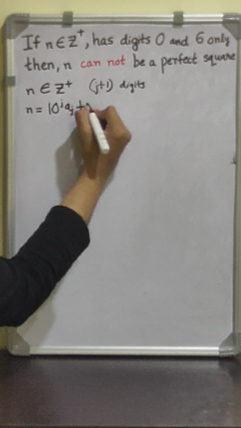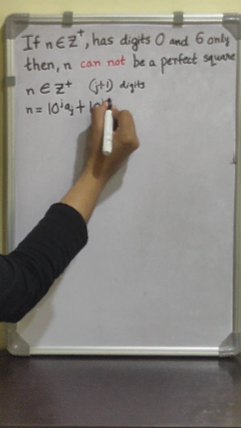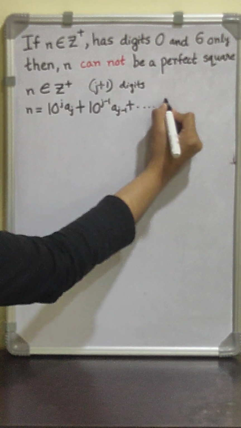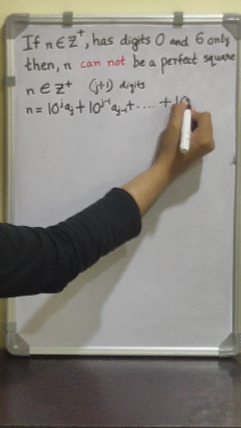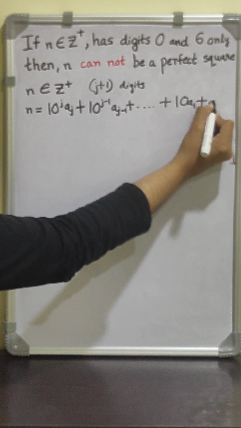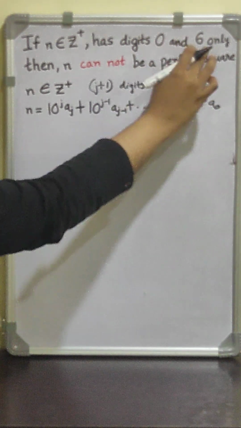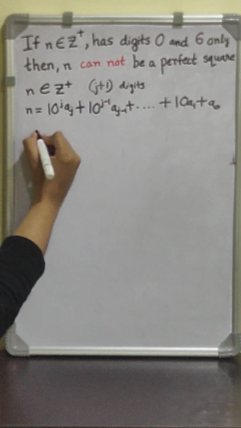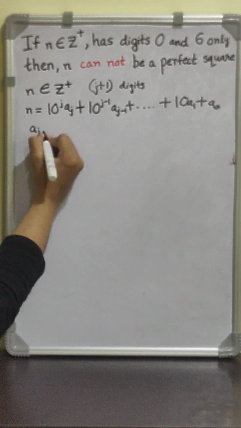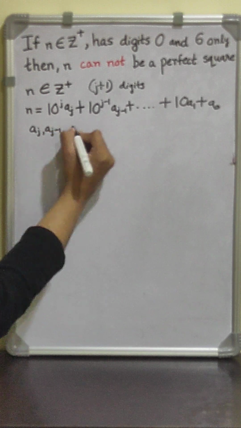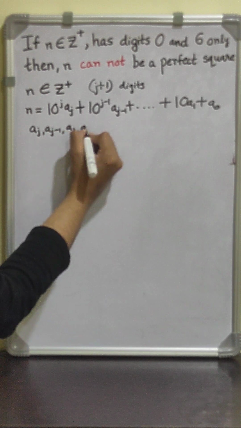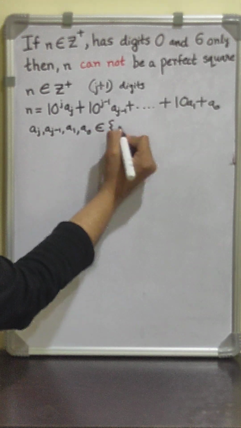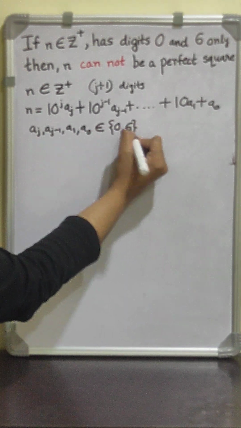My usual approach is to write down the digits of n. Why am I writing down the digits of n? Because in the problem I have a condition on the digits, that the digits can only be 0 and 6. So I can say that a_{j-1}, all these digits, have to belong to {0, 6}.